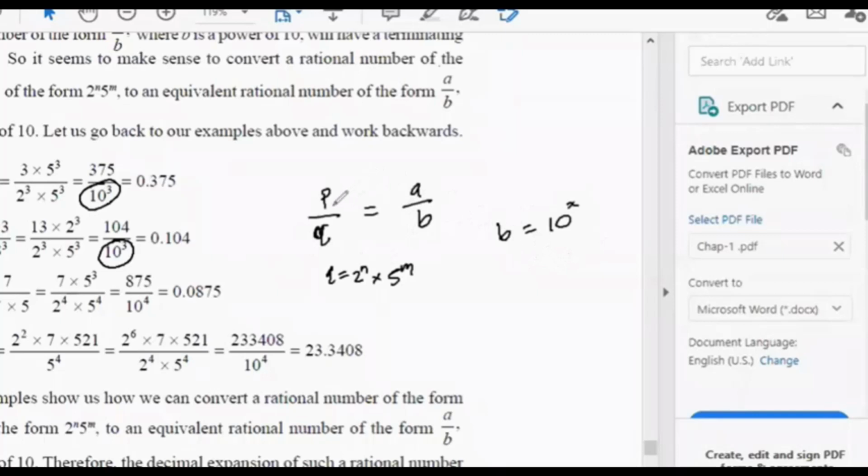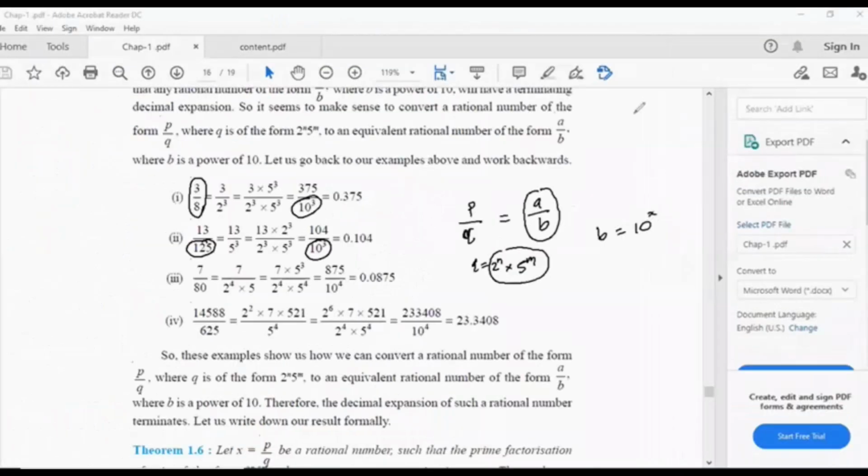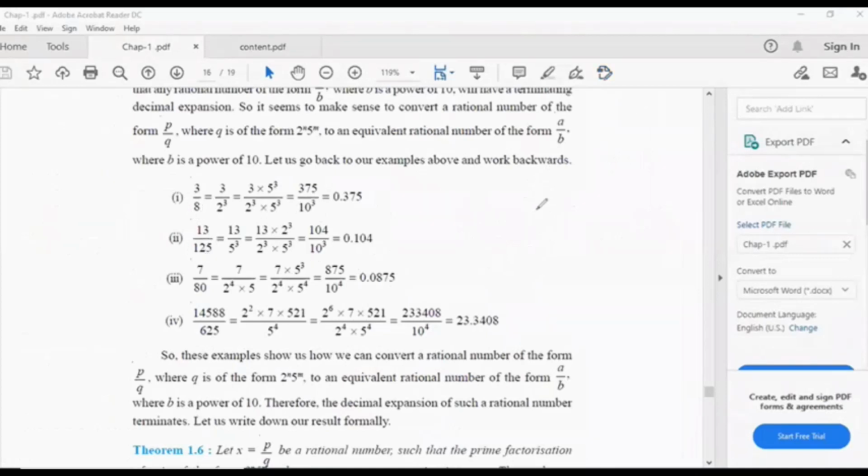Any rational number having a denominator whose prime factorization is of the form 2 raised to n into 5 raised to m can be converted to another rational number with the denominator a power of 10. Hope it is clear.